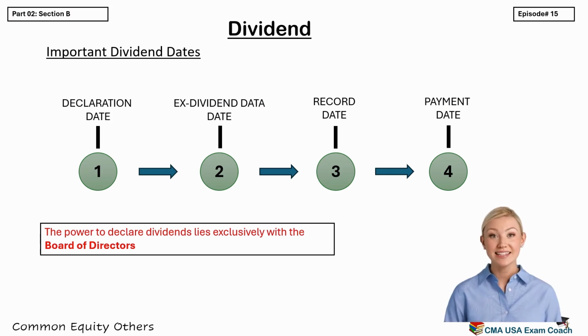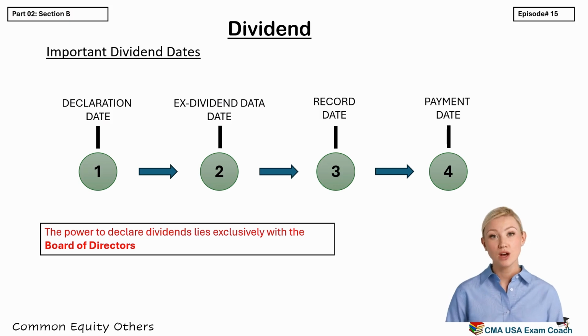Next is the ex-dividend date. This is a very critical date from an investor's perspective. The ex-dividend date is the cutoff date that determines who qualifies to receive the dividend. If an investor purchases the stock on or after the ex-dividend date, they will not receive the upcoming dividend.